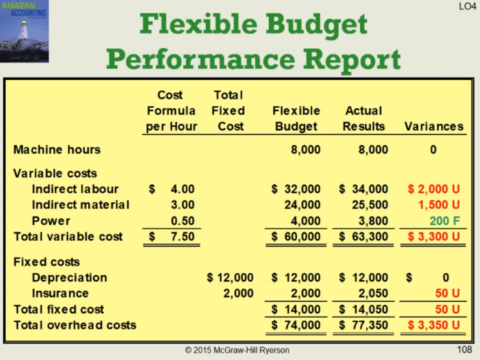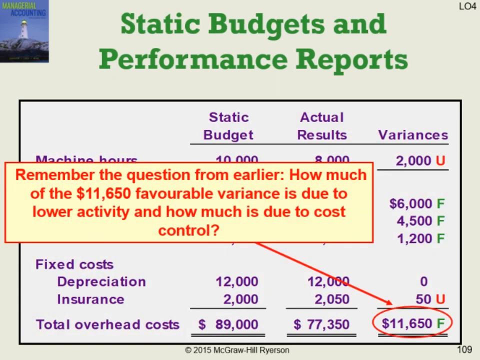The overall variance is quite different from the picture that we saw compared to the static budget. In this case, we can see that there's quite an unfavorable variance when we factor in the volume of activity. So the volume of activity explains most of the variance and leaves the rest as unfavorable after adjusting for it.